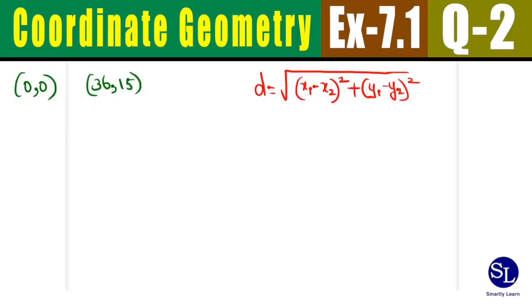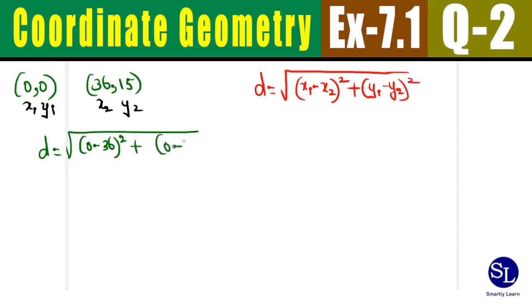So now let's mark the x1s and x2s. This is x1, y1 and this is going to be x2, y2. So let's apply the distance formula. Distance is equal to square root of (0 minus 36) the whole square plus (0 minus 15) the whole square. So d is equal to square root of (minus 36) the whole square is simply 36 square, minus 15 the whole square is again 15 square.